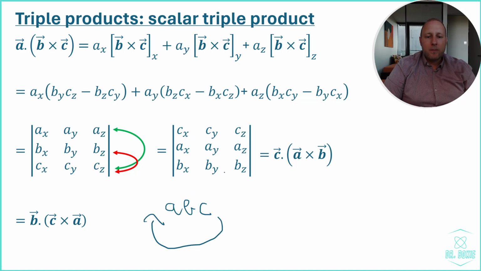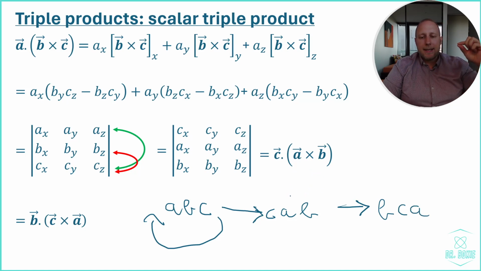So ABC becomes C comes to the front, the A shifted one place to the right, and the B shifted one place to the right. And we can once again shift it, and we get the B comes to the front, the C goes to the right, and A goes also to the right, and we get this. So as long as we cyclically rotate them in this sense, the scalar triple product remains the same.